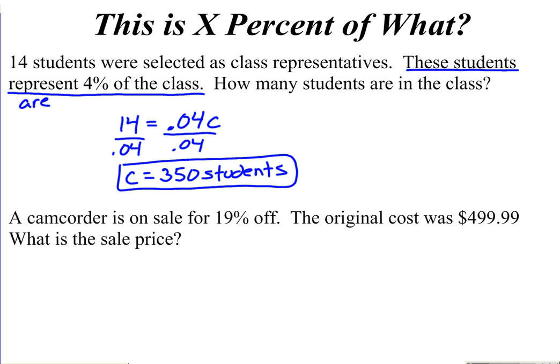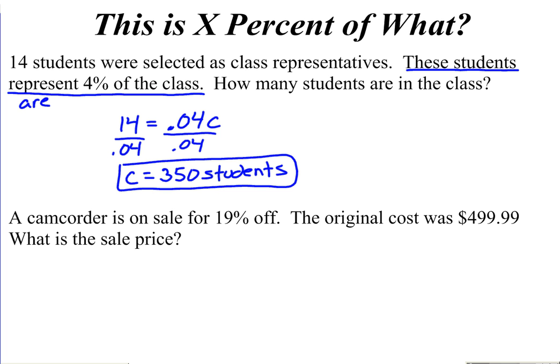Camcorder is on sale for 19% off. The original cost was $499. What is the sale price? So the sale price we know is going to be the original cost minus whatever dollar amount represents 19% off. I'm going to do this problem two ways. I'm going to first do it finding the amount that that discount is.